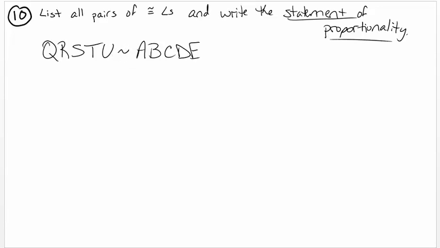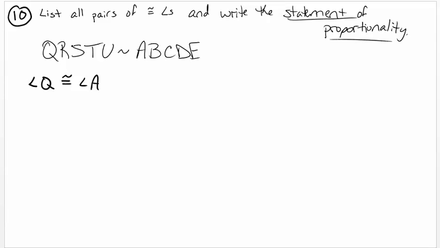And we're going to go through and list all the pairs of congruent angles. So this is like what we talked about with congruent triangles and how the corresponding parts are in the same position. It works the same way with similar figures. Remember, similar figures are the same shape, but they're different sizes. So the corresponding parts in the same position are going to be your congruent angles. So we're going to have angle Q will be congruent to angle A. And the reason the angles are congruent is because that gives them the same shape. The lengths of the sides are proportional.